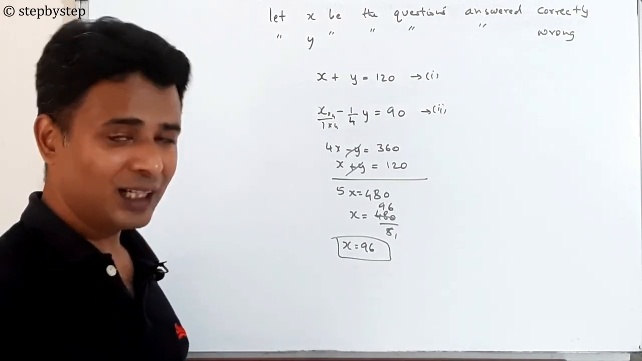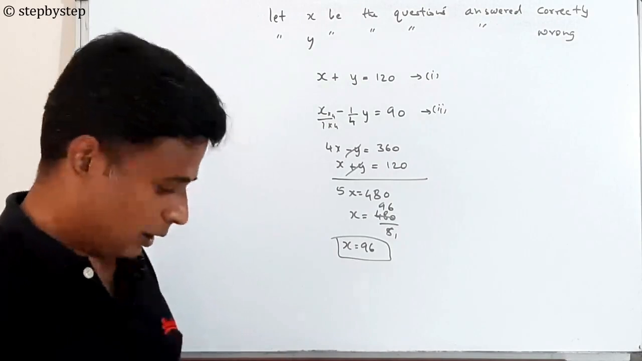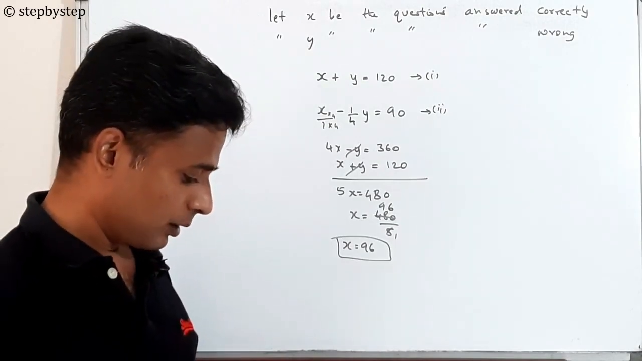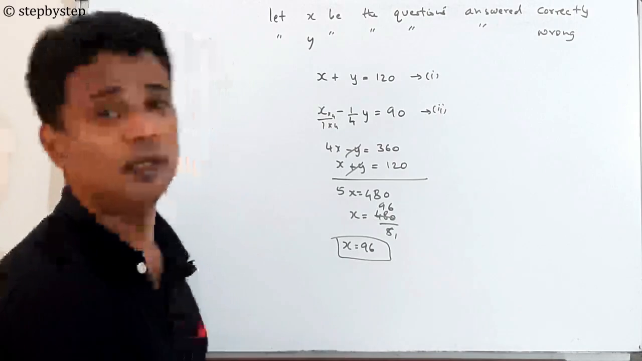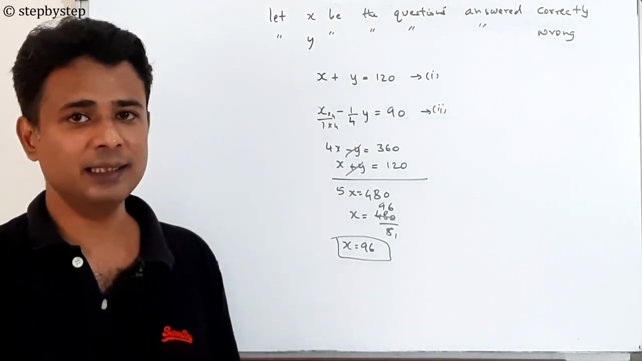Okay, they have not asked us how many he attempted wrong. We only had to find how many he answered correctly. That is 96 questions.